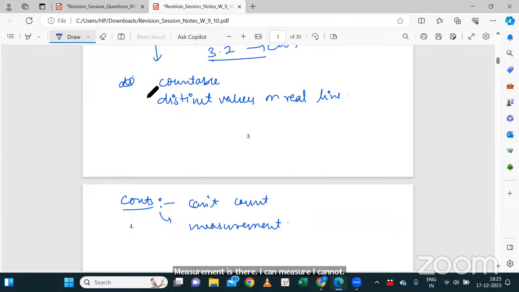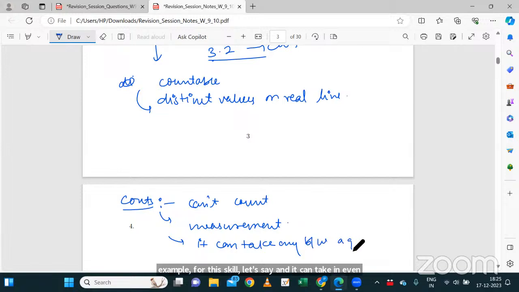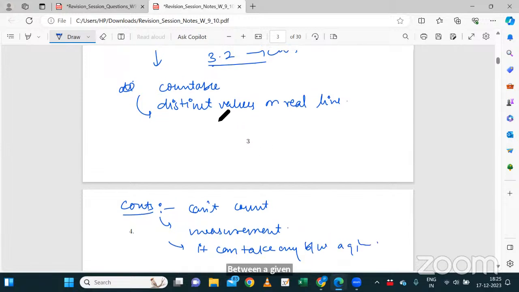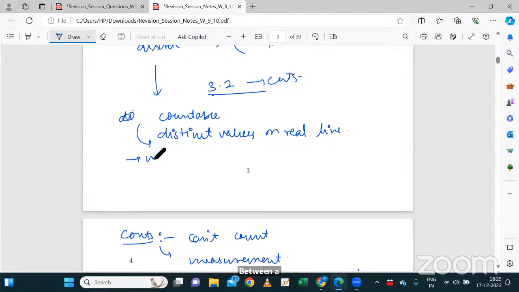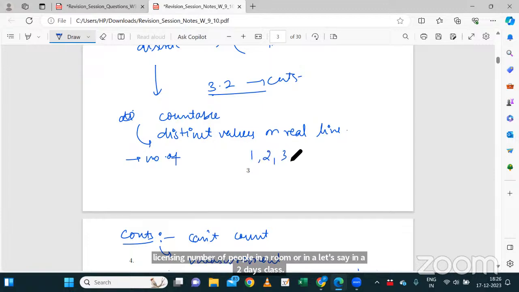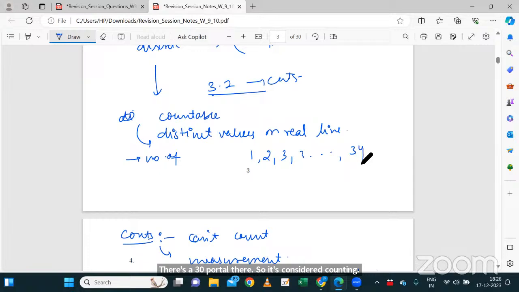A continuous variable can take any value between a given interval. In the case of discrete, let's say the number of people in today's class, say 34 people. It's counting, I can count, right? Can it take any value and can I plot it as distinct points on a real number line? Yes, sir.